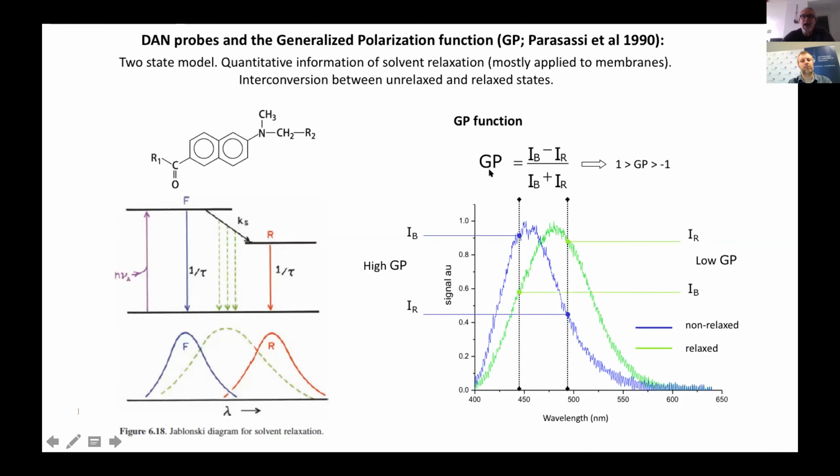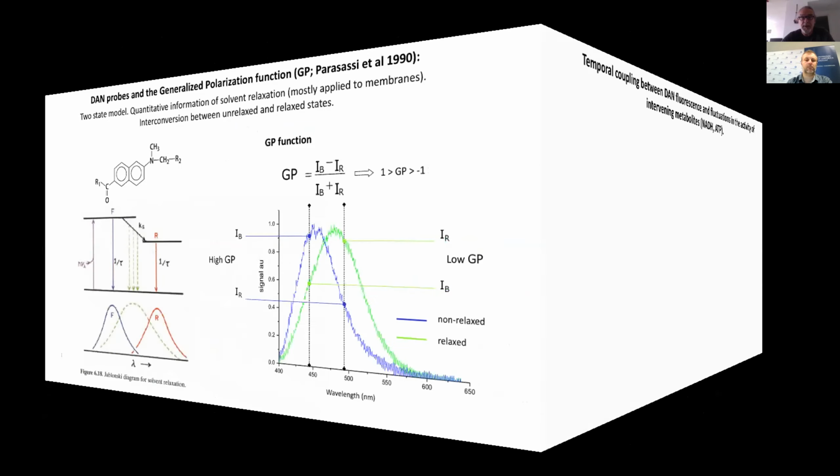You have a high GP when the system is unrelaxed, and a low GP when the system is relaxed. So we decided to use this concept of the GP and the applications of these dimethylamino-naphthalene probes, but in the cell cytosol and, of course, the membranes of the cell. Essentially, we translated this methodology to see what is going on in the cytosol of a cell when you have these oscillatory biochemical reactions going on.